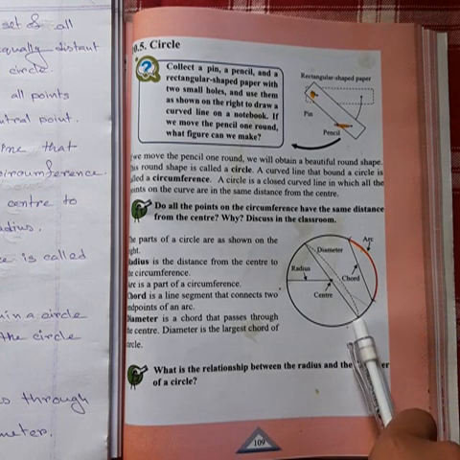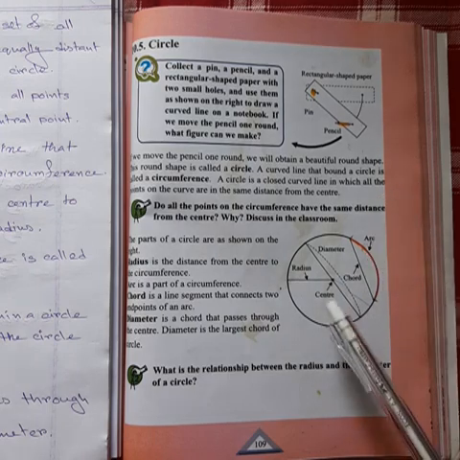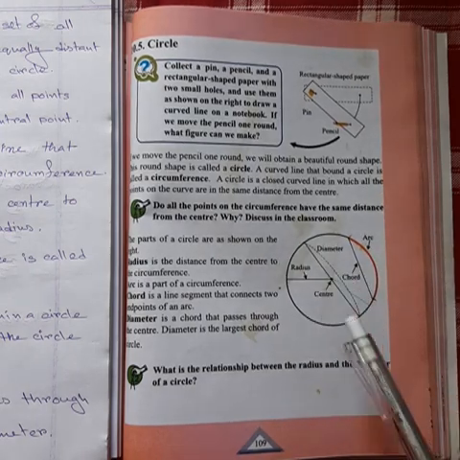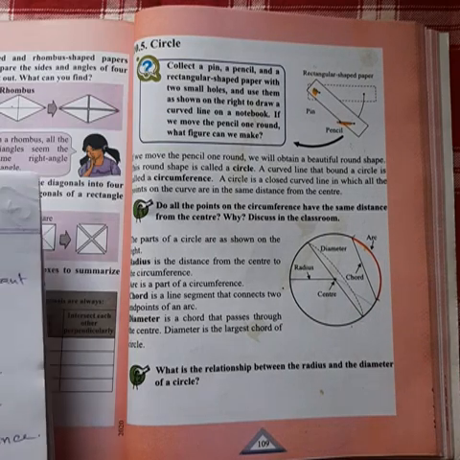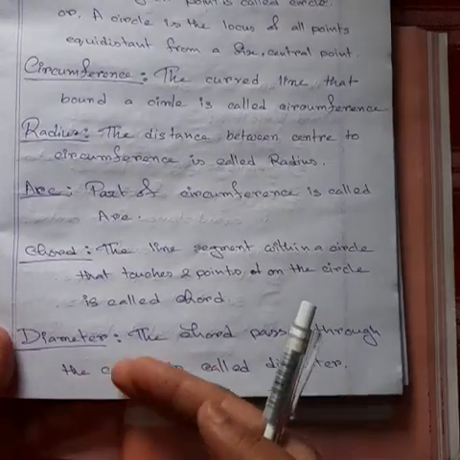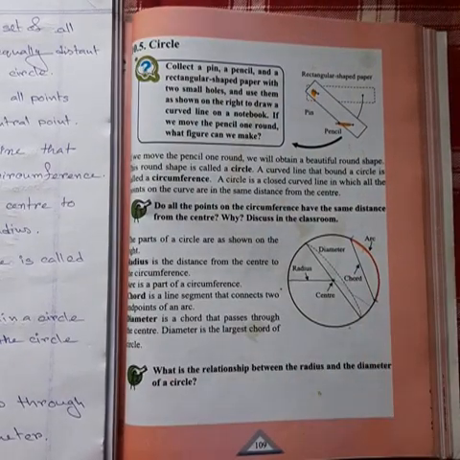Why is every chord not a diameter? Because only the chord which passes through the center is called a diameter, not the other chords. By this way you already get the last one, which one is the diameter. The diameter is the chord which passes through the center.